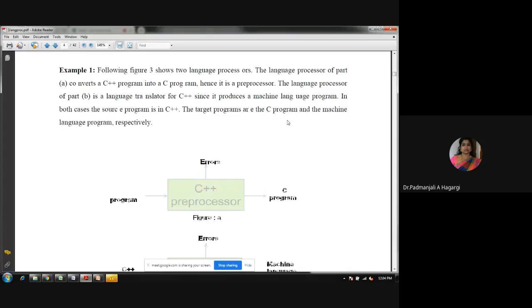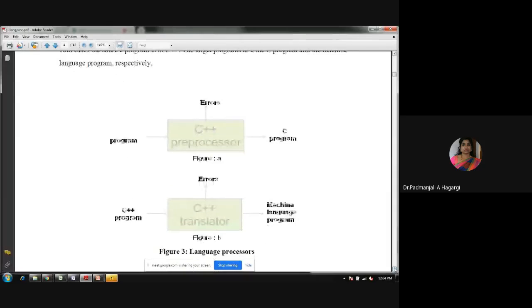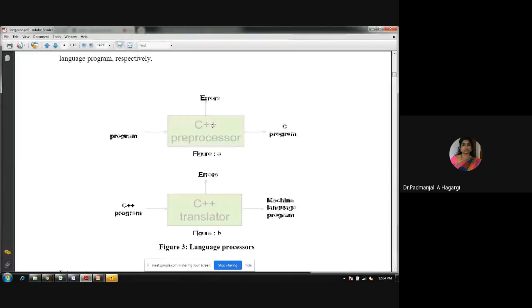In example B, the language processor in part B is a language translator for C++, since it produces the machine language program. Now, what is the difference between these two? Anyhow, the C++ language is used here, and the C++ language is used there too. But in one, I have used C code, so at that instant I am calling it a preprocessor. And here I am calling it a translator. Why am I calling it a translator? Because this C++ translator is now acting.